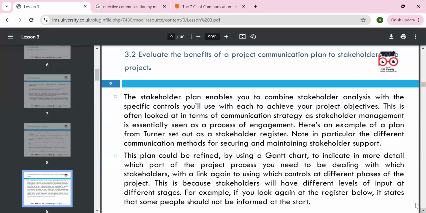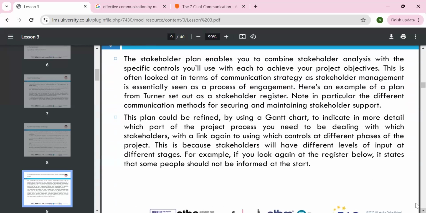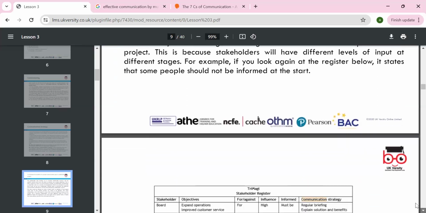And this is often looked at in terms of the communication strategy, and stakeholder management is essentially seen as the process of engagement. Here is an example of the plan, which is from Turner, that sets out the stakeholder register, notes the different methods of communication, and maintains the stakeholder support. So in your plan, the Gantt chart indicates in more detail the parts of the project process that need to be dealing with the stakeholders, and links again the control of different phases of the project, because the stakeholders will have different levels of input at different stages, and we can look again at the register below the stages and we can inform the project managers.